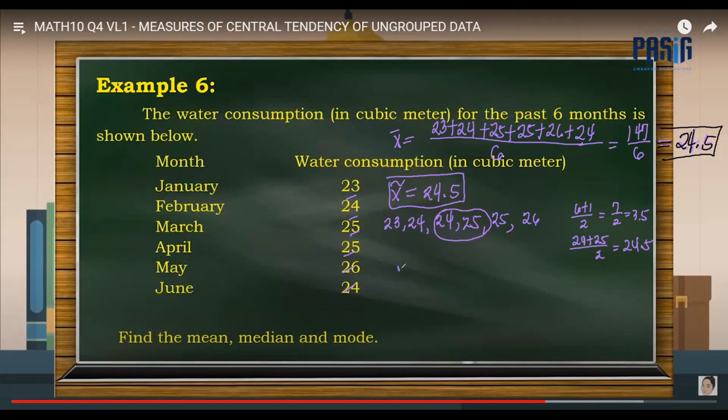How about for the mode? So ang mode natin ay yung naulit ng ilang beses. Yung 24 ay naulit ng 2 beses. And yung 25 ay naulit din ng 2 beses. So, ibig sabihin ang mode natin ay 24 and 25.